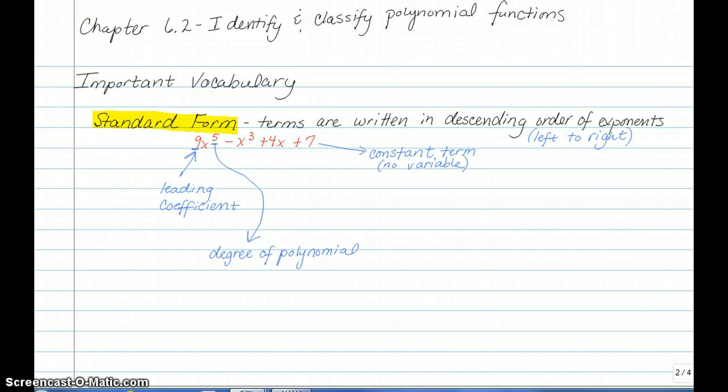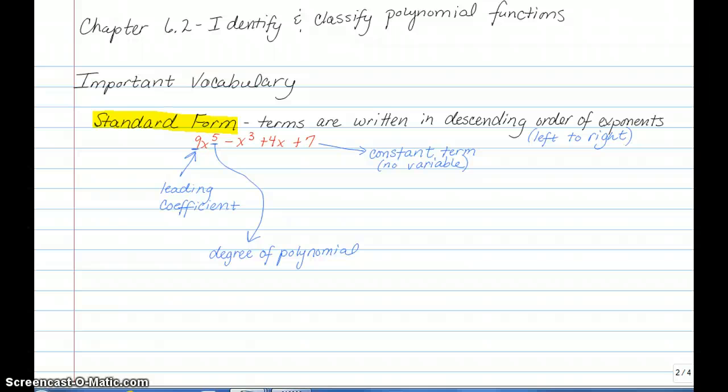Now we're going to cover some important vocabulary. Standard form is the way that you should write your polynomial functions. And standard form simply means that you take the terms, each of the monomials, and you write them in descending, which means going down, order of exponents. So from left to right, you would have the largest exponent at the left and the smallest one at the right.